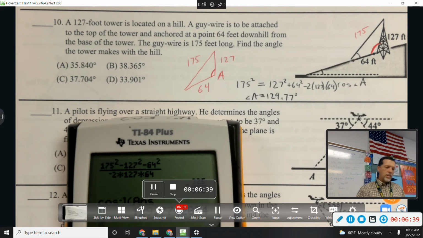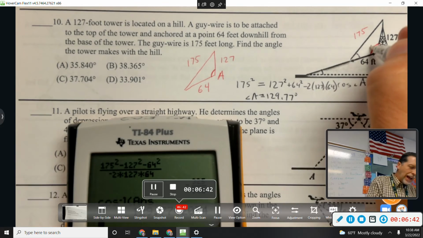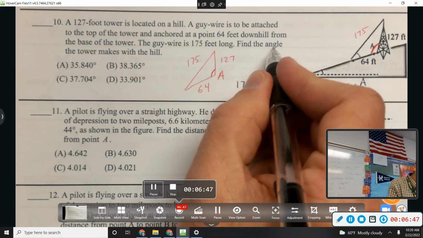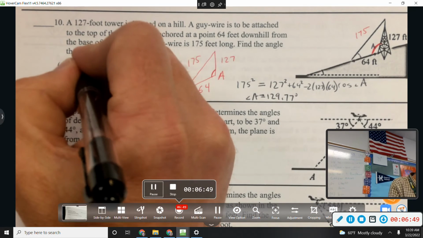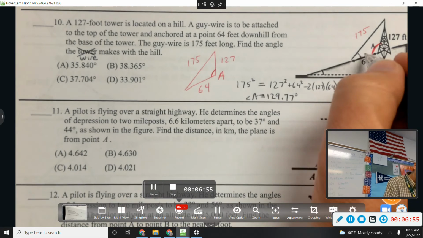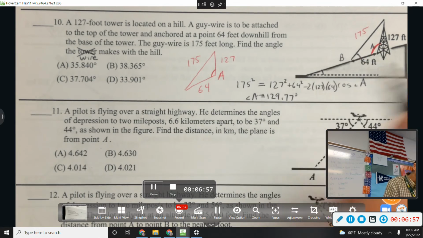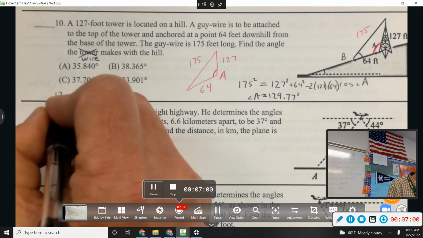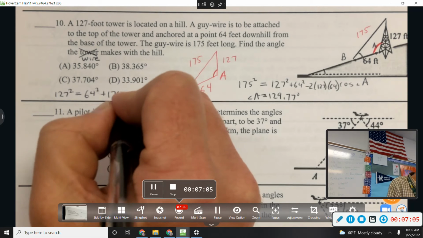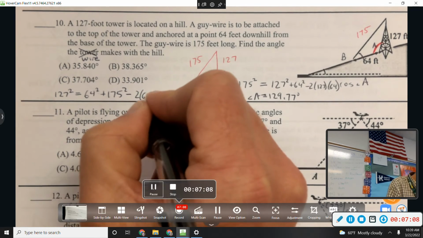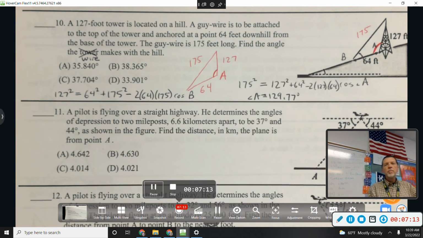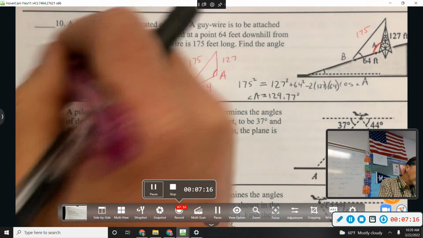It's 33. So angle A is 129, and I'm not wrong, but I think it asked the wrong question. The wire. I think maybe it wants the angle the wire makes with the hill. So that would mean this angle. So it's the same process, it's just 127 squared equals 64 squared plus 175 squared. Does that give us the right answer? Times cosine of B. So this problem was worded wrong.